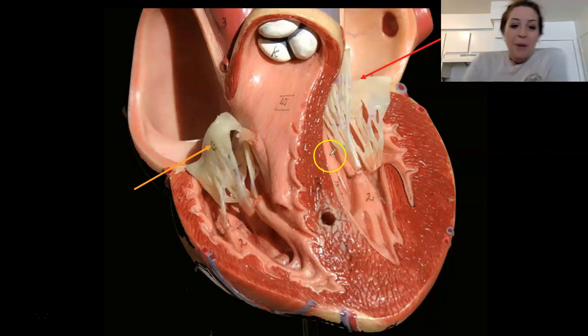I thought was going to be labeled there. Okay, so just a little closer. This is your tricuspid valve. This is your bicuspid valve.